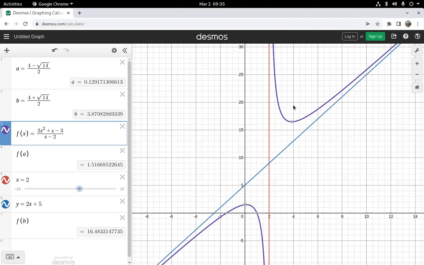Other things to calculate here would be to find the zeros of this function. And remember, we factored the numerator before, which would have given these zeros of negative 1.5 and 1. So we have enough information to accurately depict how this graph has to be shaped.